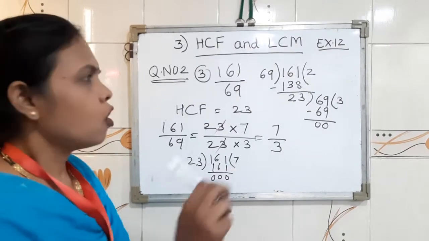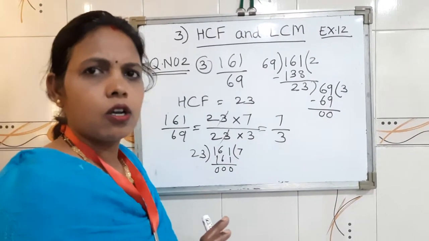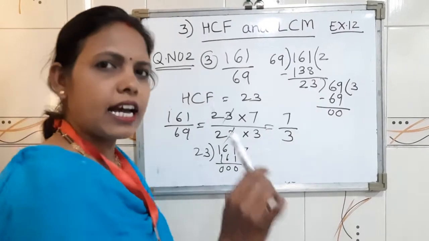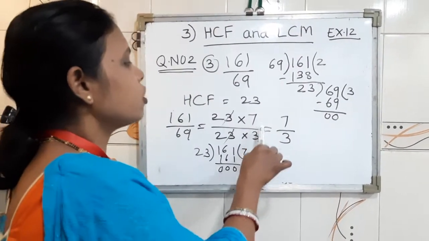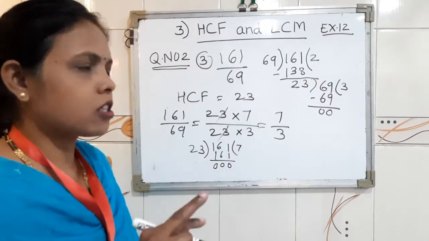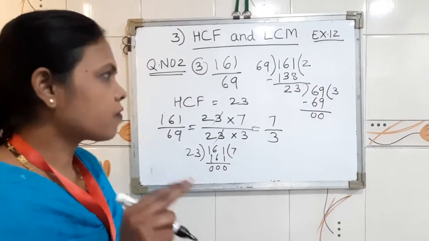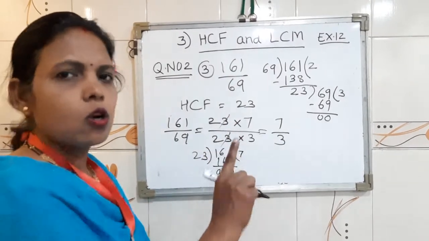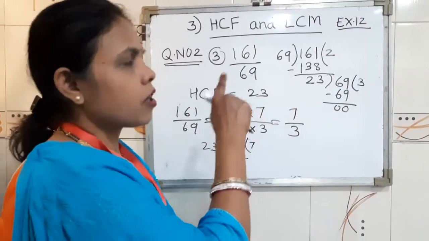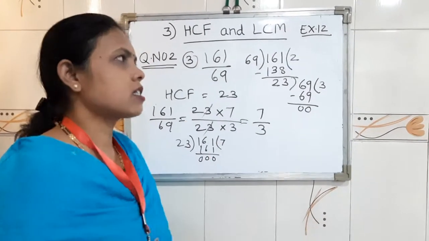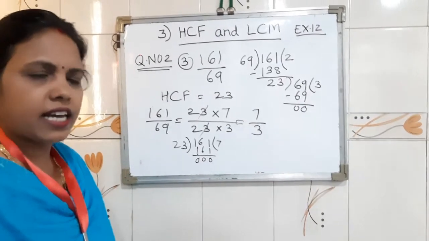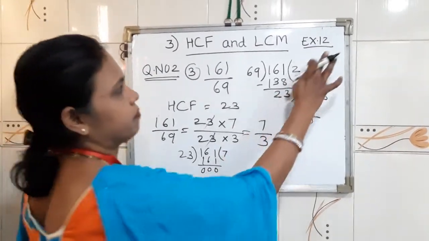So children, both this method, the division method to find out HCF as well as the reduced form, you understood. Here 3 questions were given. Out of 3 I had solved 2. One is remaining. You will solve, and in this way you will complete your exercise 12. Now, we are moving to our next exercise, that is 13.